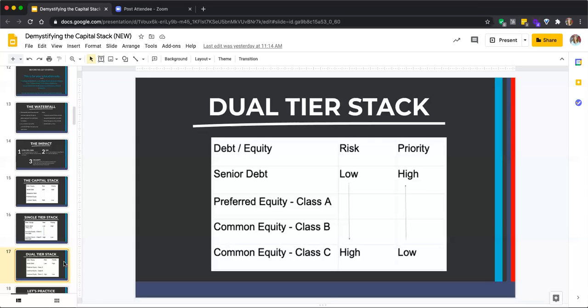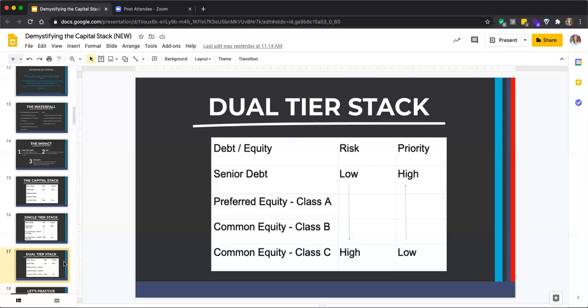Again, every PPM is different, so you want to make sure you review your PPM. But if you're looking for just straight cash flow, you might want to look for a dual tier stack that offers a Class A investment. If you're not concerned with the upside at all, that Class A might be a good fit for you. If you are looking for a balance between a return and equity, then the Class B might be a really good investment for you.